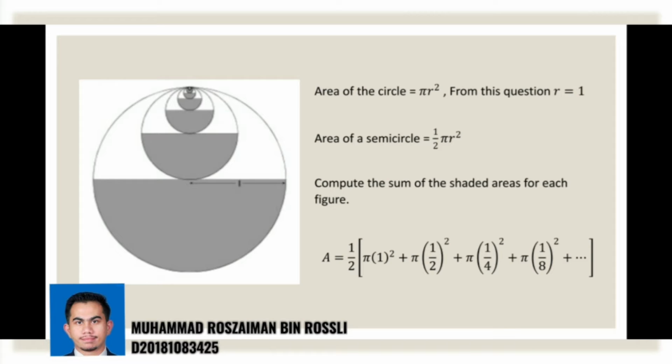The question 1: compute the sum of the shaded area for each figure. We can see the figure is on the left side. We know the area of the semicircle is 1/2 pi r squared. From the question, r is equal to 1. For the figure, I can let A stand for area. To compute the sum of the shaded area for each figure, it is 1/2 pi squared plus pi (1/2) squared and so on.